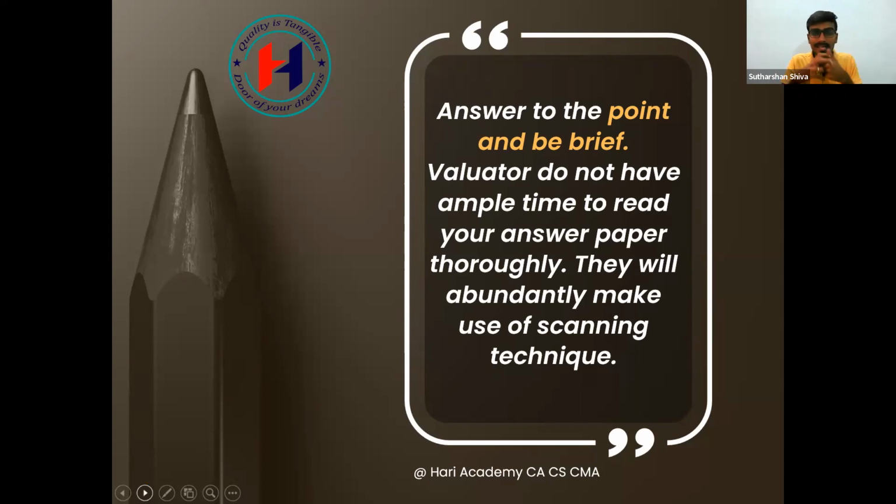And you will use the scanning technique. What is the scanning technique? You keep on underlining the important keywords, give the headings in capital letters, give the subheadings in capital letters, and the inner points should not be in a paragraph. They should be in bullet points.